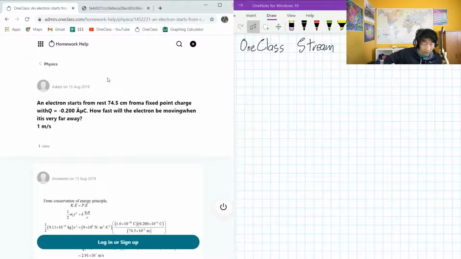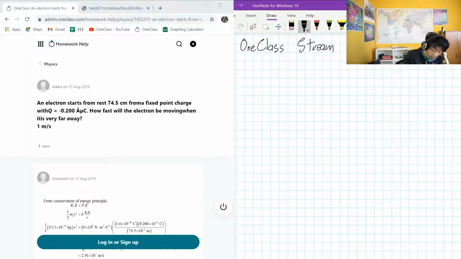Okay, so this is the first question that we got on the menu today, and it is asking us: an electron starts at rest 74.5 centimeters from a fixed point charge, with the charge of that point charge as negative 0.200 microcoulombs. How fast will the electron be moving when it is very far away? Meaning so far away that the force from the point charge is not really relevant anymore.